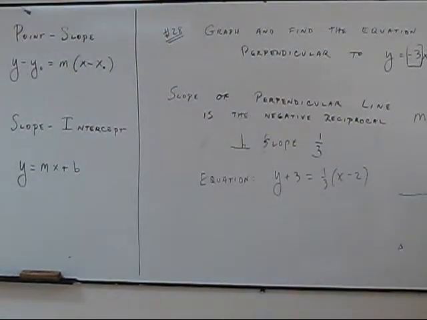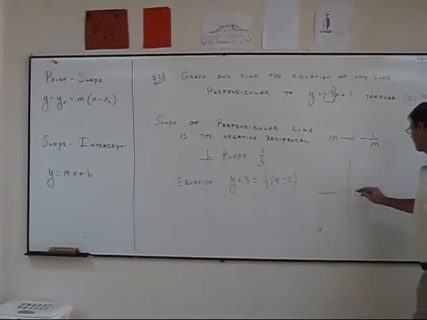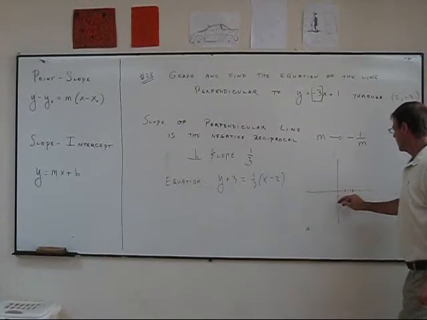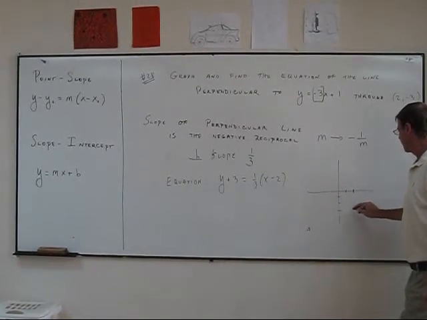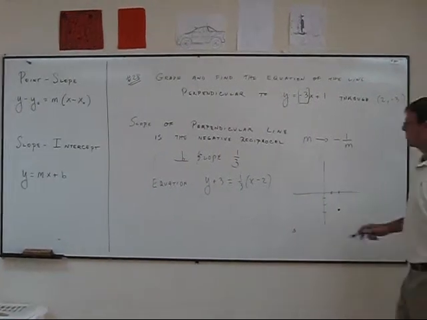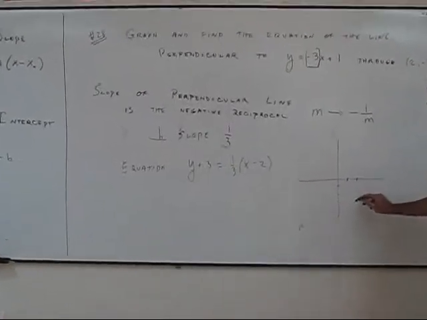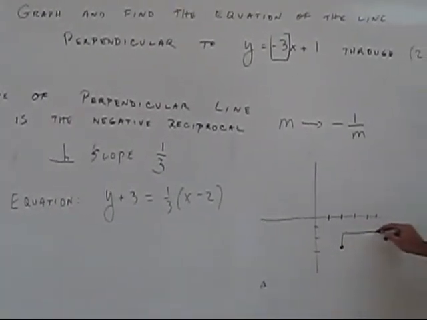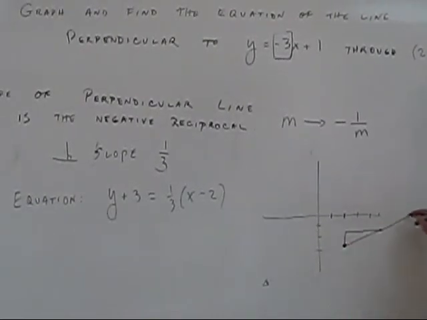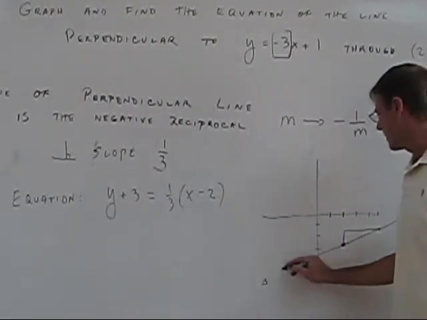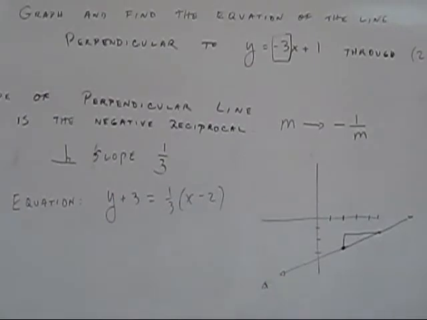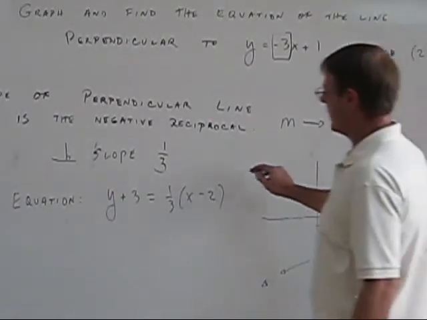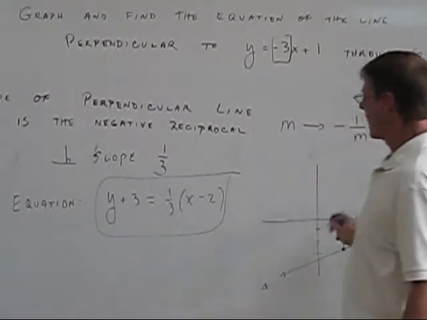Okay, so let's graph that. I go 1, 2, -3, 1, 2, 3. And I have a slope of 1/3, so that means I go up 1, and then 1, 2, 3. I'm going to go over 3 and connect the dots. Okay, so that's it. The equation is part of the answer, and so is the graph.